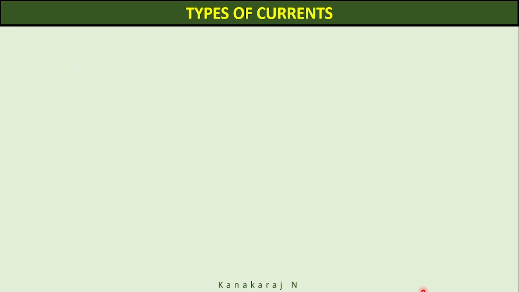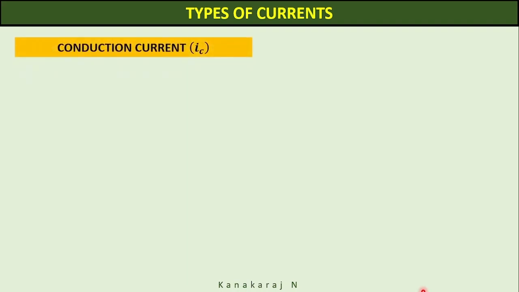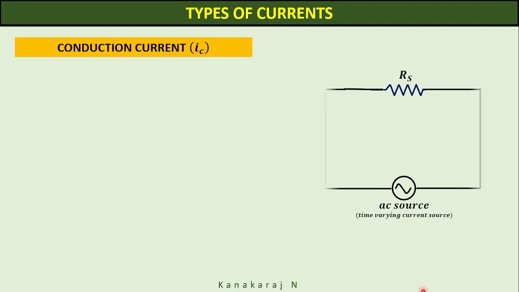Types of currents. Conduction current, IC. A resistor RS is connected with the AC source. The AC source gives alternating current, where the magnitude and direction of the current change periodically. This current flows through this resistor RS and is called conduction current. IC equals dq by dt.